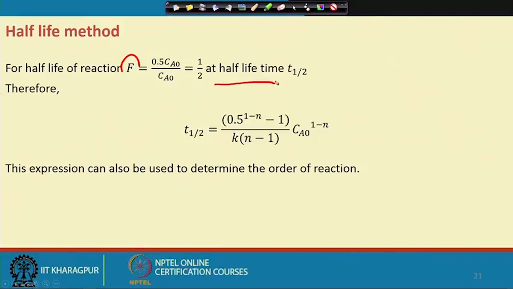Half life of a chemical reaction, how do we define that? It is the time where half of the substrate is converted into product, and if you put that time in this equation, we will get this particular equation.